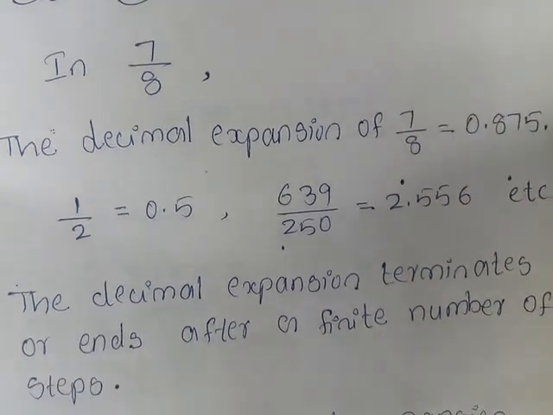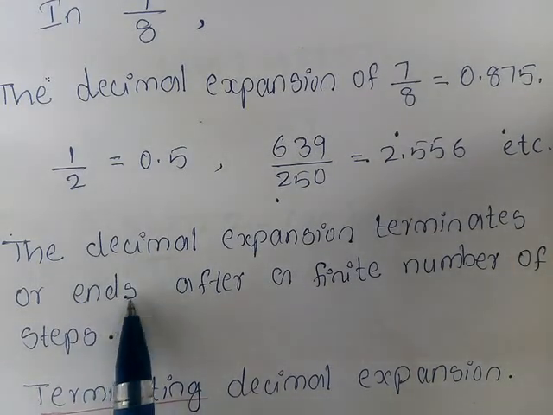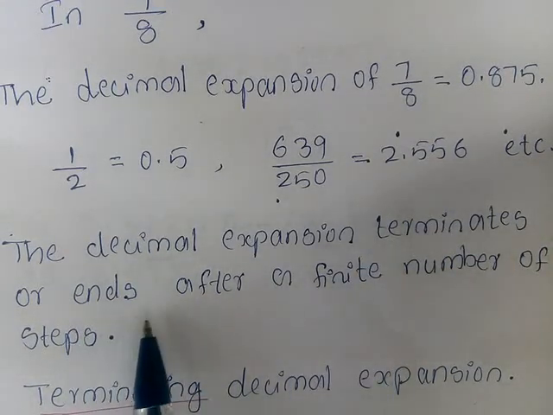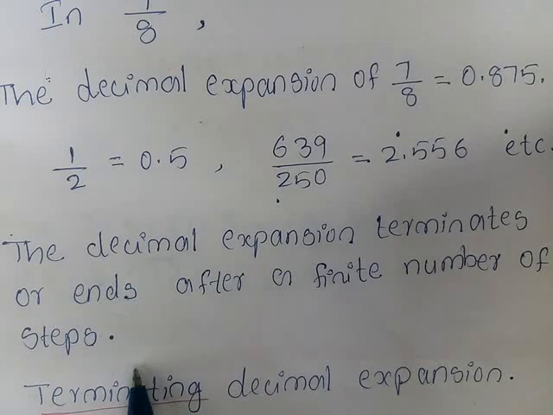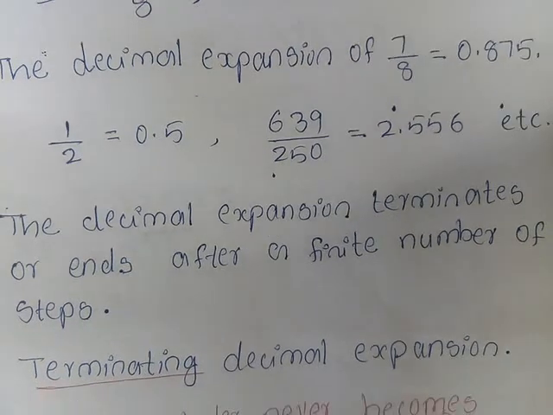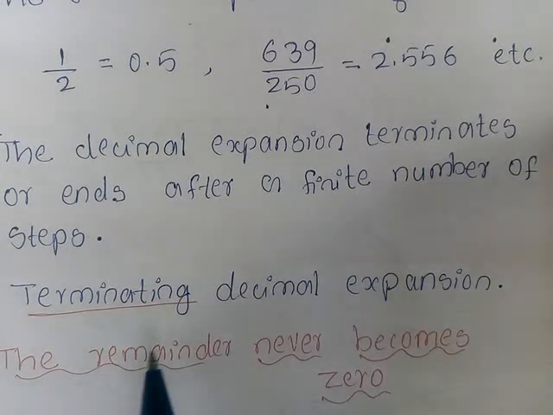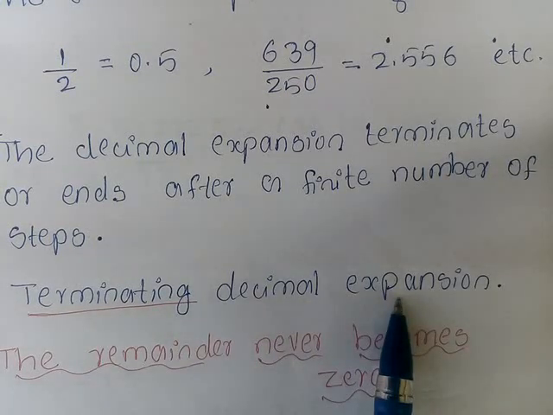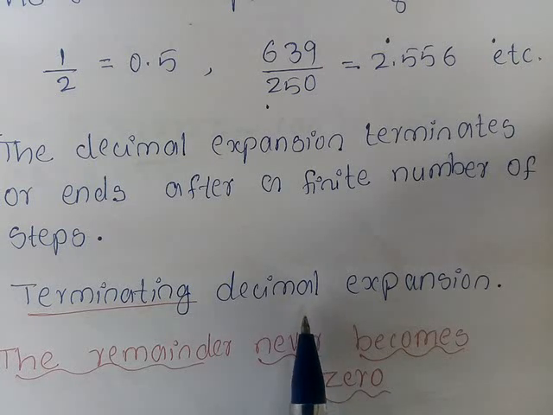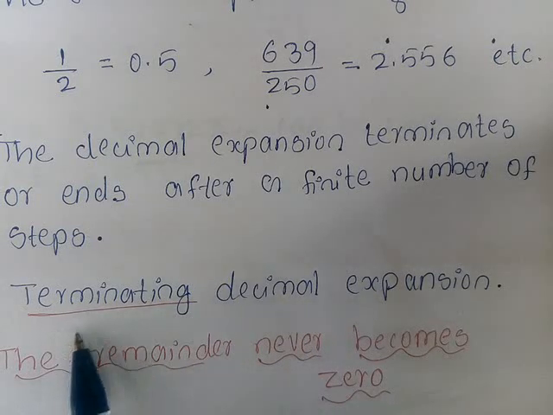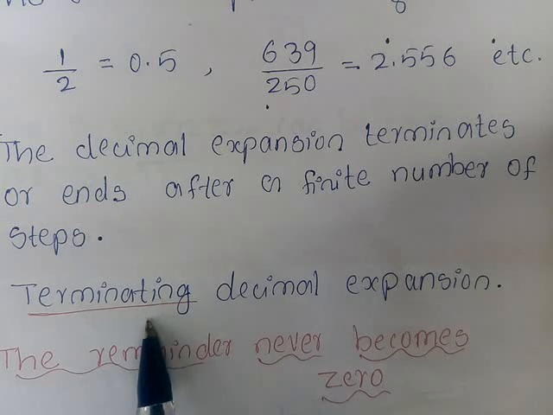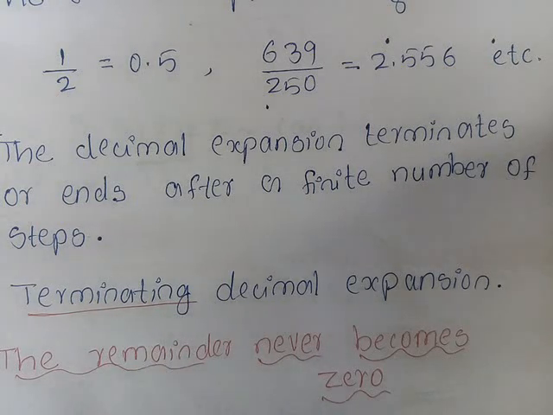In all these cases, the decimal expansion terminates or ends after a finite number of steps. We call the decimal expansion of such numbers terminating decimal expansion. That is, if the remainder becomes 0, then the decimal expansion terminates. Here, terminates means ends after some steps.